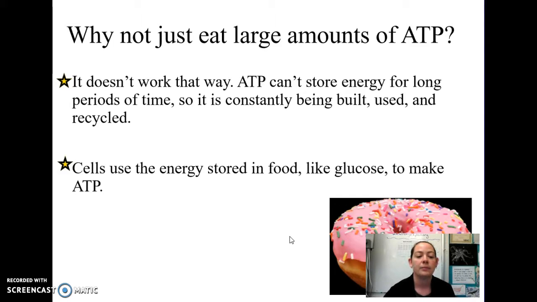So it's constantly being built and then used and recycled, so charged and uncharged, back and forth all the time. So cells use the energy stored in food like this donut, which has a lot of glucose, to make ATP. So your body's constantly breaking down sugars, fats, proteins, all the things in the food that you eat. It's breaking those down and turning it into ATP. And this happens constantly all day long.